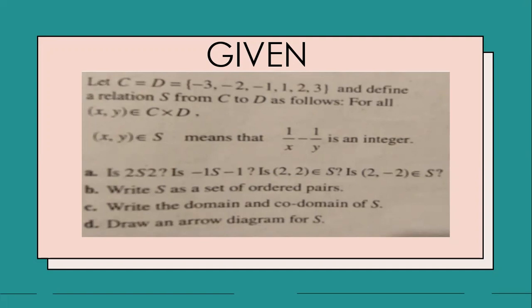For problem A, is 2 related to 2, is -1 related to -1, is 2 and 2 an element of relation S, is 2 and -2 an element of relation S? For problem B, write S as a set of ordered pairs. For problem C, write the domain and codomain of S, and for problem D, draw an arrow diagram for S.